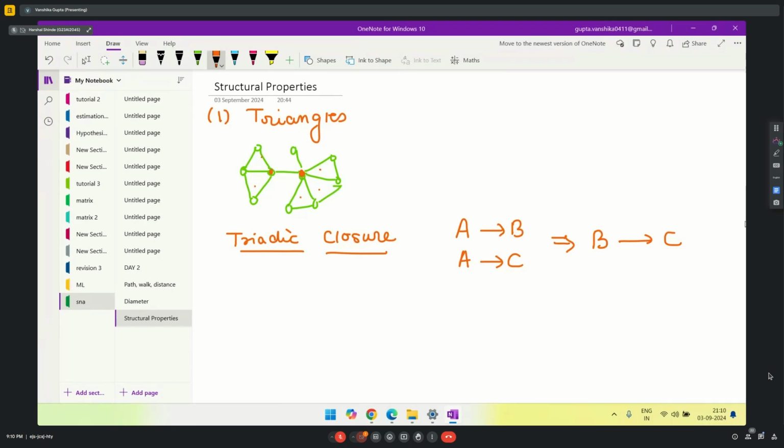So here, how can you define whether a particular graph is highly connected, or has more triangles or fewer triangles? For that, we use a term known as clustering coefficient.